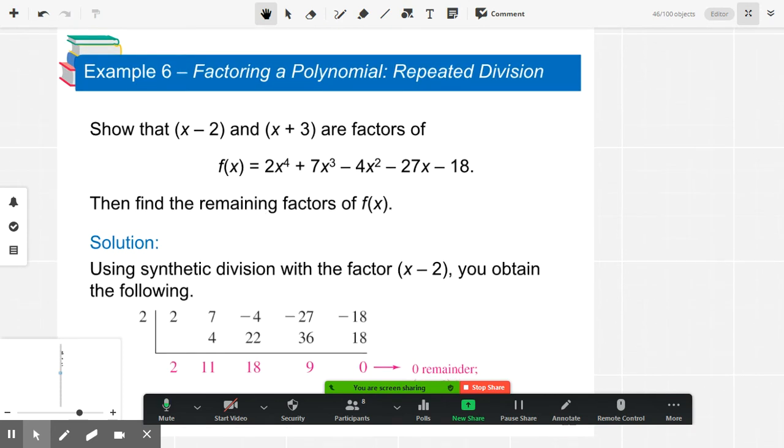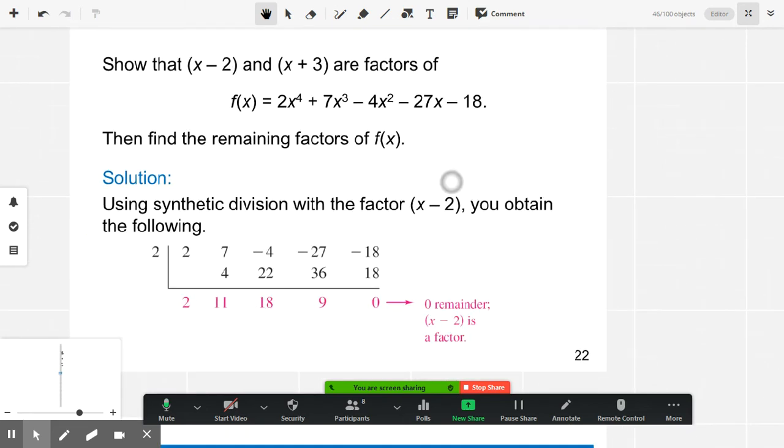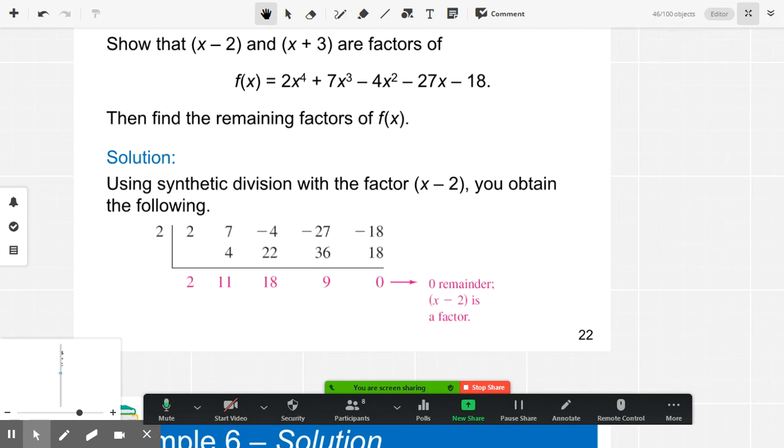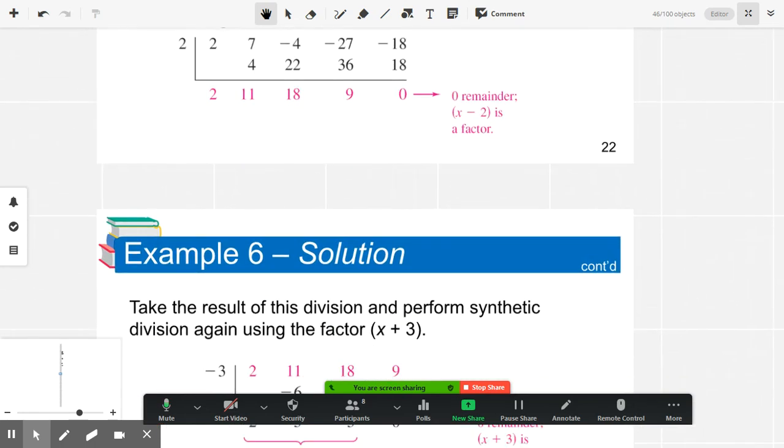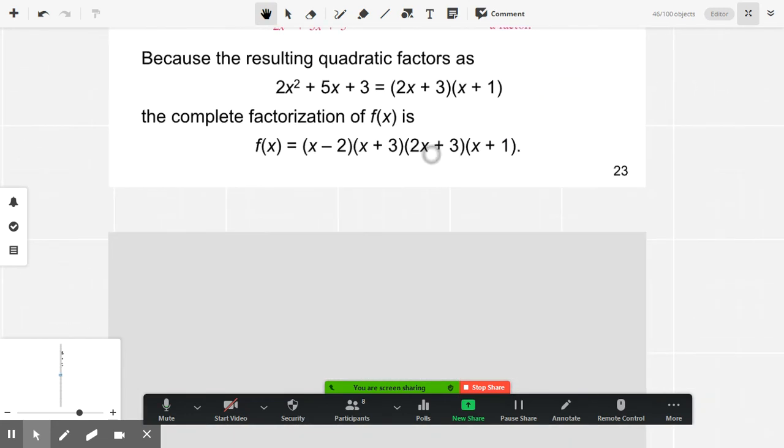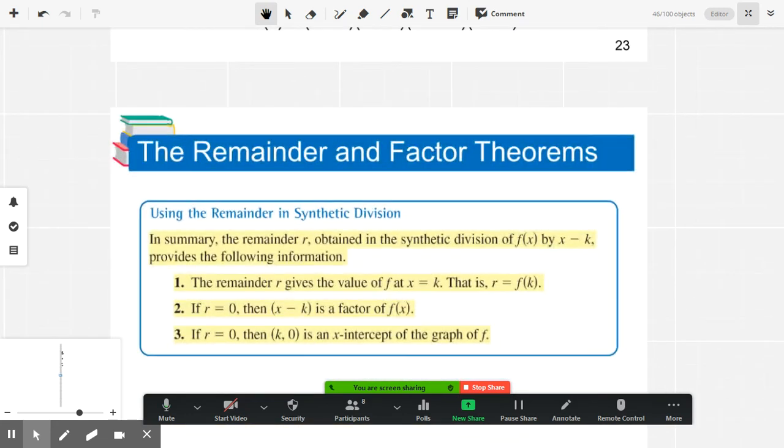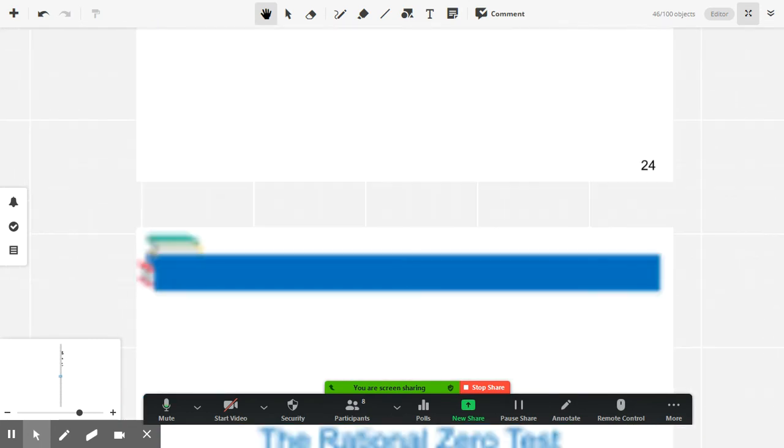All right, real quick right here, they're asking you to show that x minus 2 and x plus 3 are factors of that. Well, if you divide and it comes out with no remainder, then it is a factor. So that's what they did. They put 2, 7, negative 4, negative 12, 18, and positive 2, and got a remainder of 0. And then if I take what's left, which would be 2x cubed plus 11x squared plus 18x plus 9, and I do synthetic division by the negative 3, and if I get a 0 again, then both of those are factors. But that's not going to be on the assignment. The remainder and factor theorems.